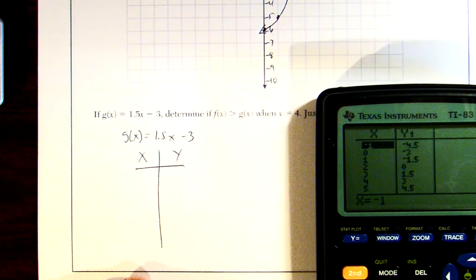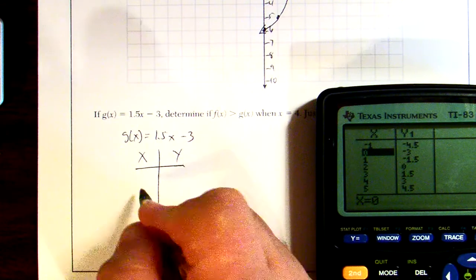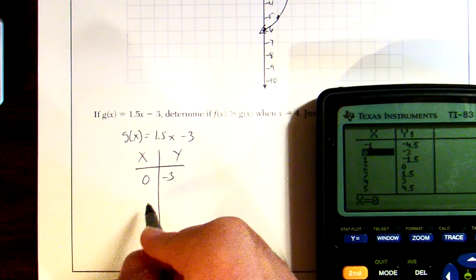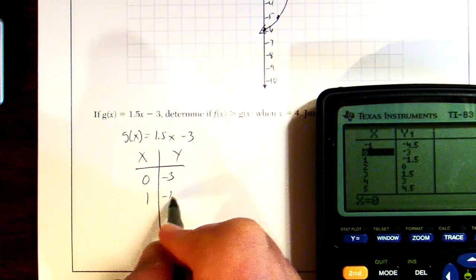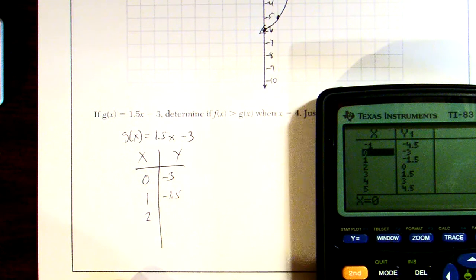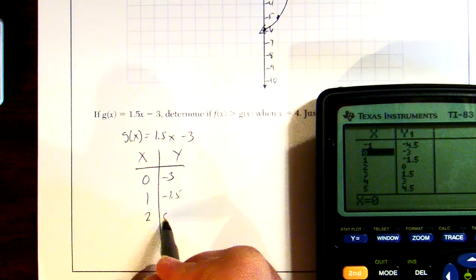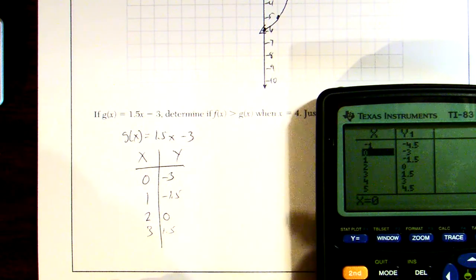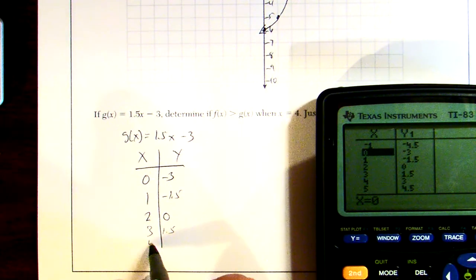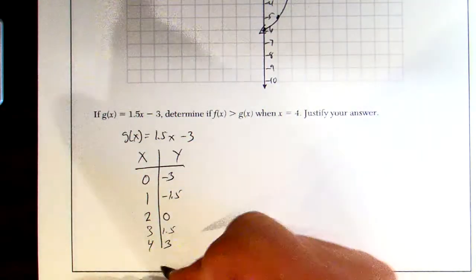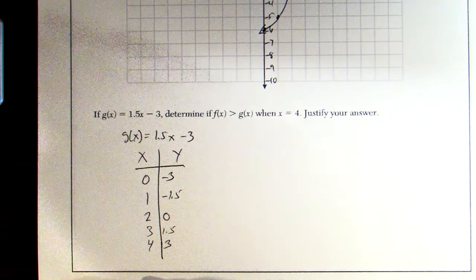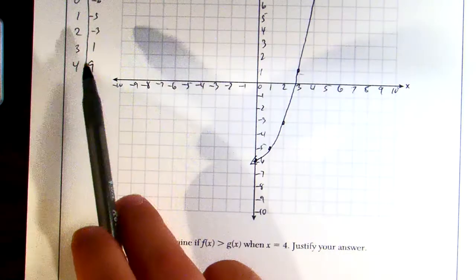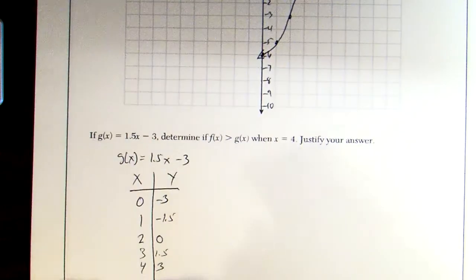So again, I just want whole numbers, so I'm going to have 0, negative 3, 1, negative 1.5, 2, 0, and 3, 1.5. Let's go to 4 because they're asking about it when it's 4. So 4, 3. So right off the bat, if I look at my two XY charts, when the input is 4, the output is 3. When the input is 4, it's 9. So the answer is going to end up being yes.